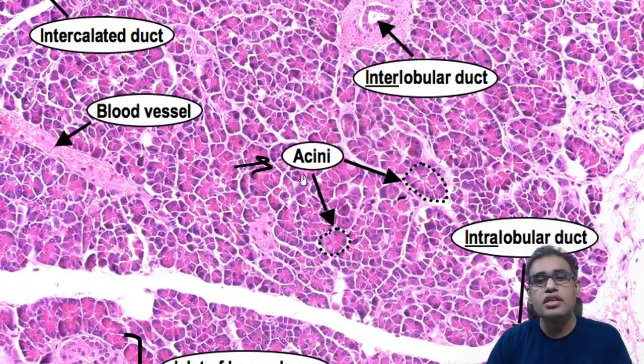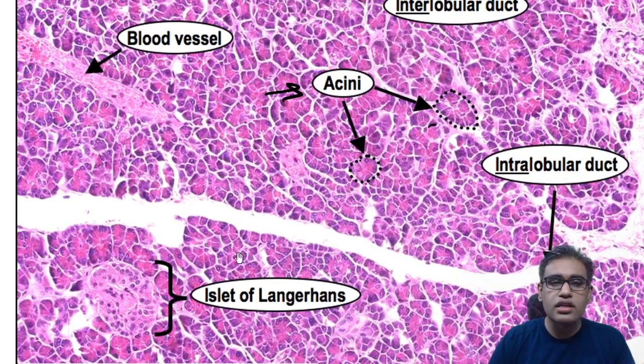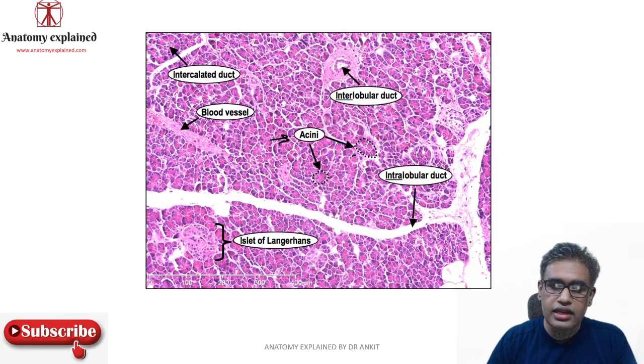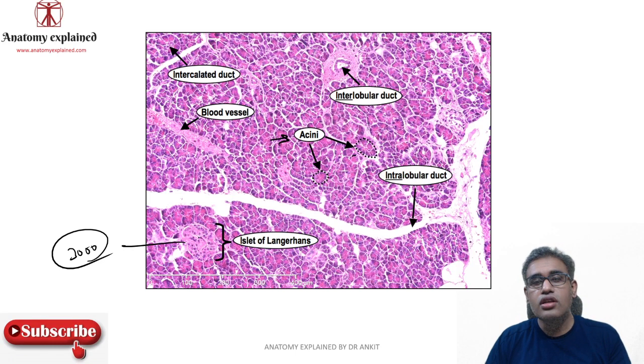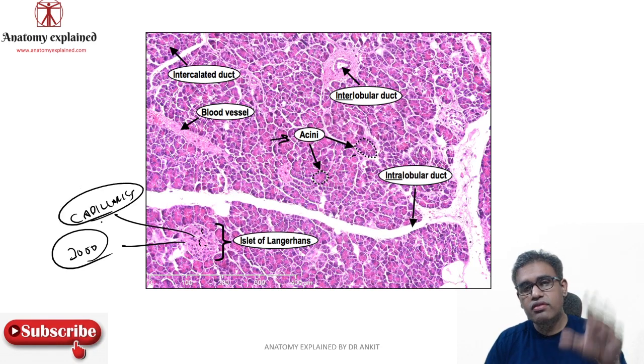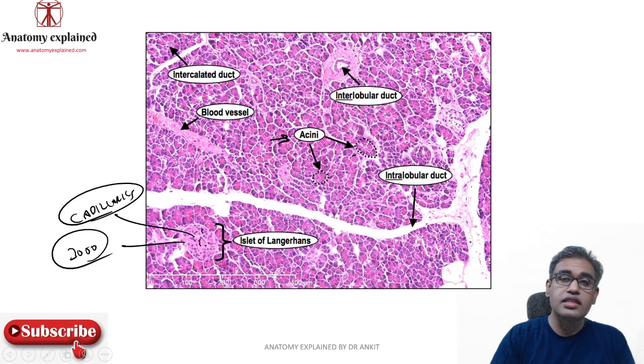So the majority, the 98% of the pancreas, is this. Then somewhere you have this cluster of cells which are known as the islets of Langerhans. I told you there are around 1 million islets of Langerhans, and each has approximately 3000 cells. Now this is the endocrine part, so it will be traversed by capillaries, because it has no ducts. Its secretions go into the blood capillaries. Okay, so this was in detail about the pancreas.